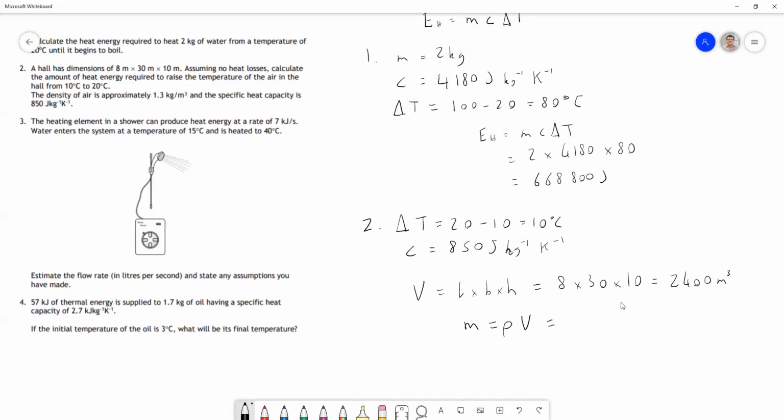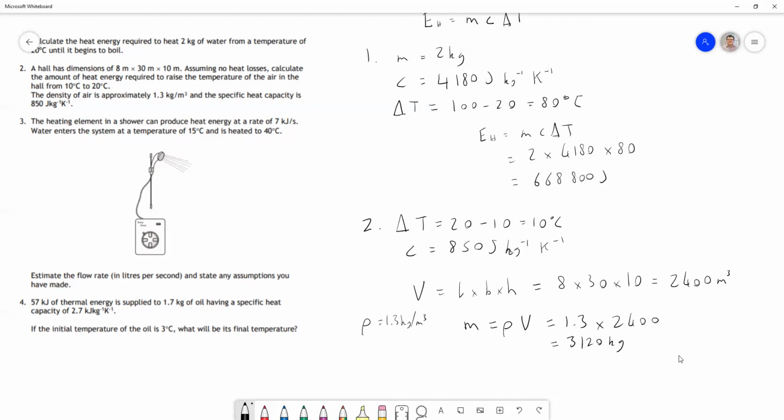So the 1.3, I'm taking that from the question, 1.3 kilograms per meter cubed. I should write down here. And that's multiplied by the volume, which is 2,400. So probably not the type of question we give in the assessment, it's slightly beyond what we do in the unit, but it's something that's going to be useful to know, and we can find out that the mass of air is 3,120 kilograms in that space.